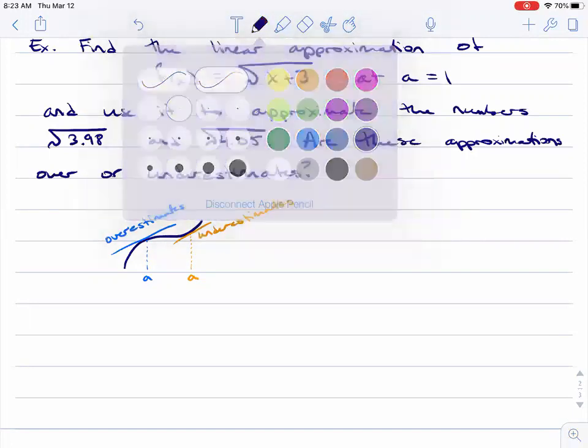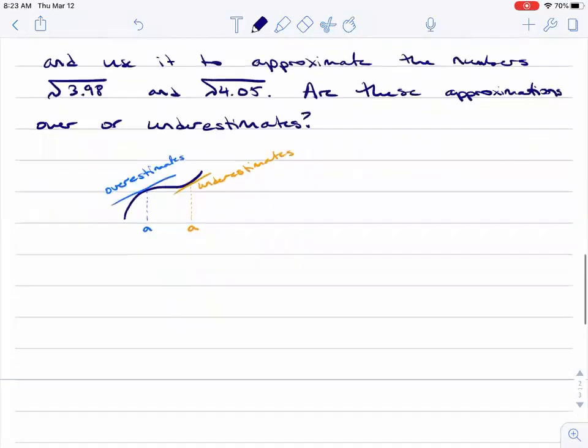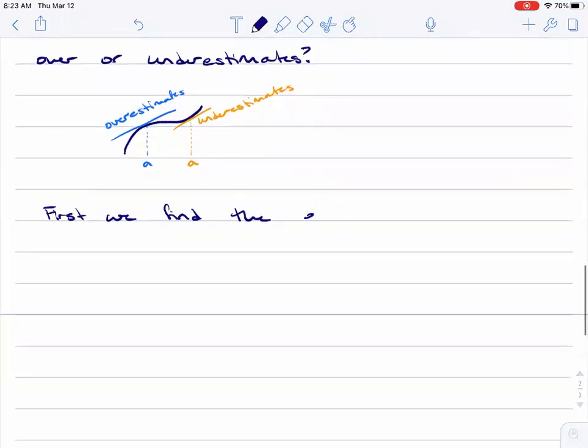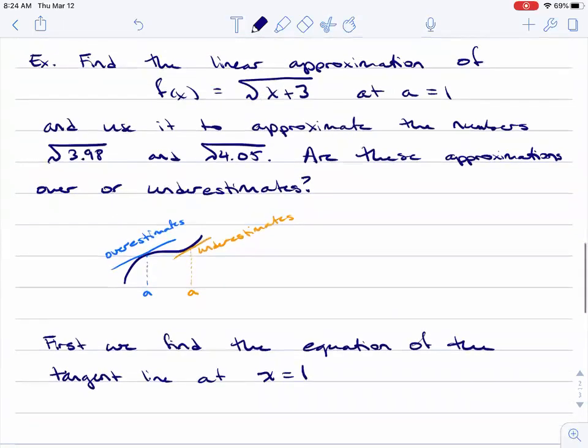All right. So the first thing we have to do is find the equation of the tangent line at a equals 1. So first we find the equation of the tangent line at x equals 1. That means I'm first going to have to find the derivative of the root of x plus 3.